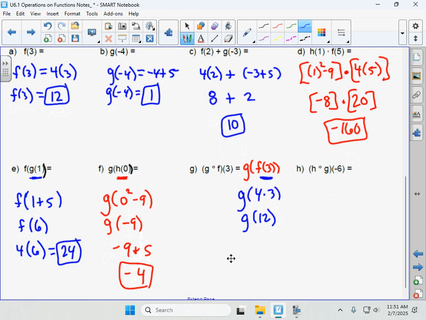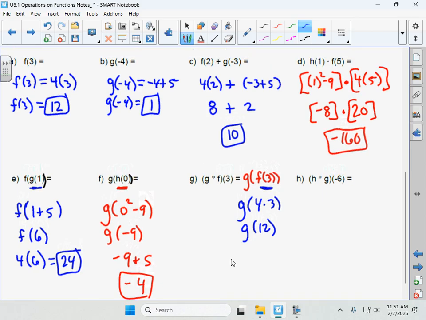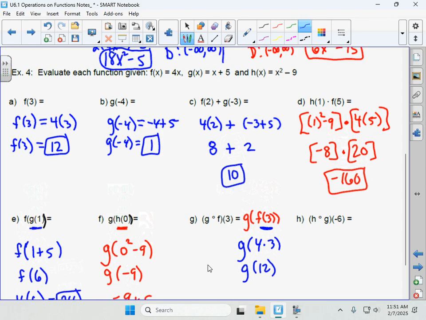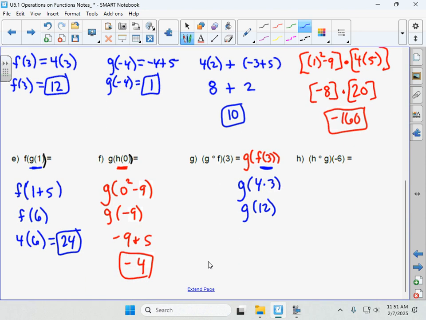I have to fix question f because I plugged it into the wrong one. No, I didn't. F is good. All right, so let's finish g. G of 12. So g function is x plus 5. So that's 12 plus 5, and that's 17.